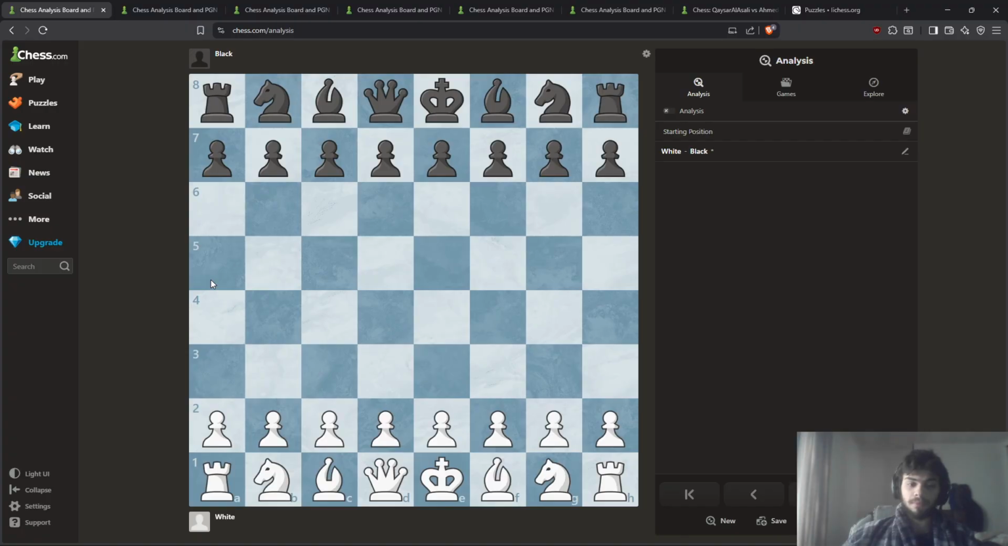Okay, it's basically a grid. So for example, this is the square E4: 1, 2, 3, 4, like this, and it's on the letter E, so it's E4.